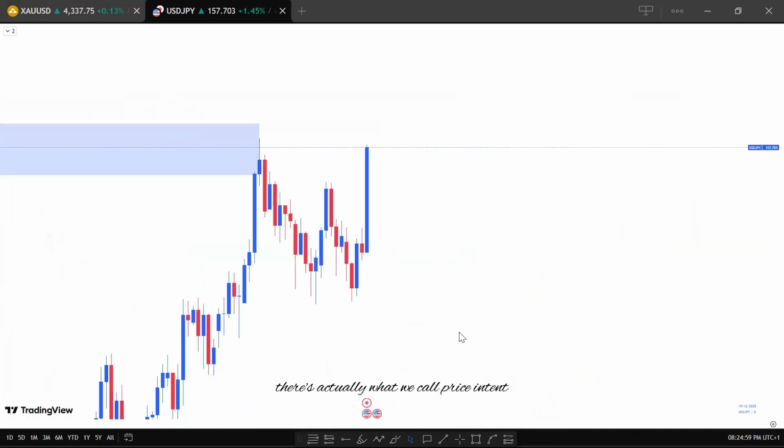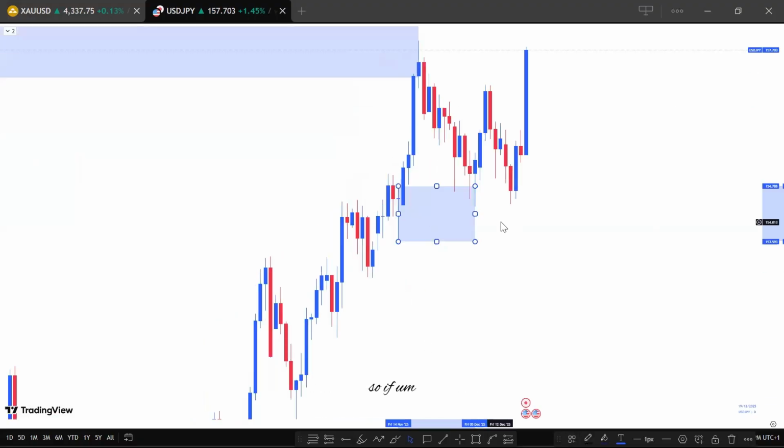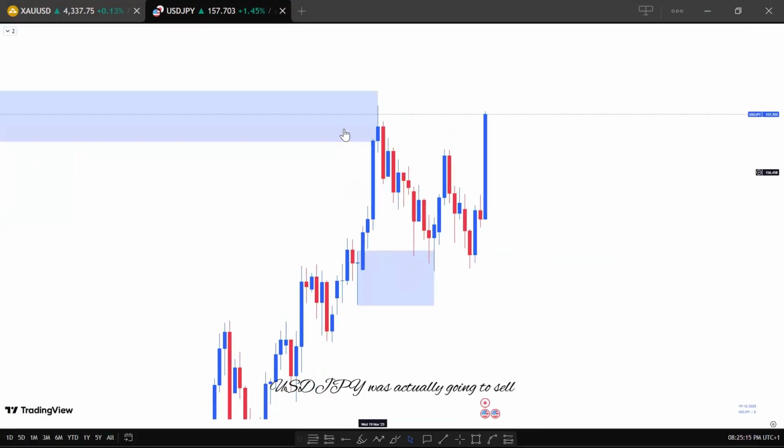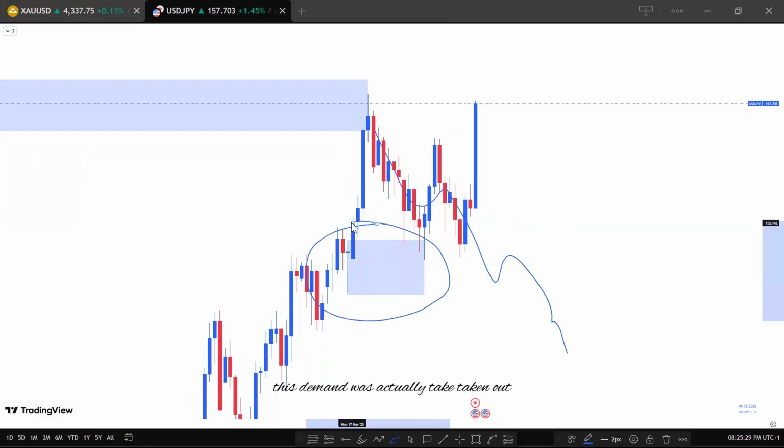there's what we call price intention to actually buy. If you take notice right here, we had this supply. If USDJPY was going to sell, it would come and take out this supply. Then we would start anticipating a reversal to the downside if this demand was taken out. But in this scenario, price did not take out the demand.